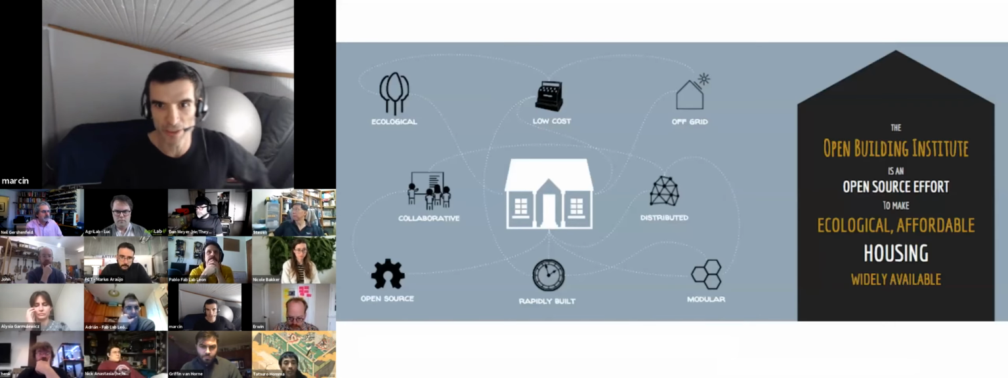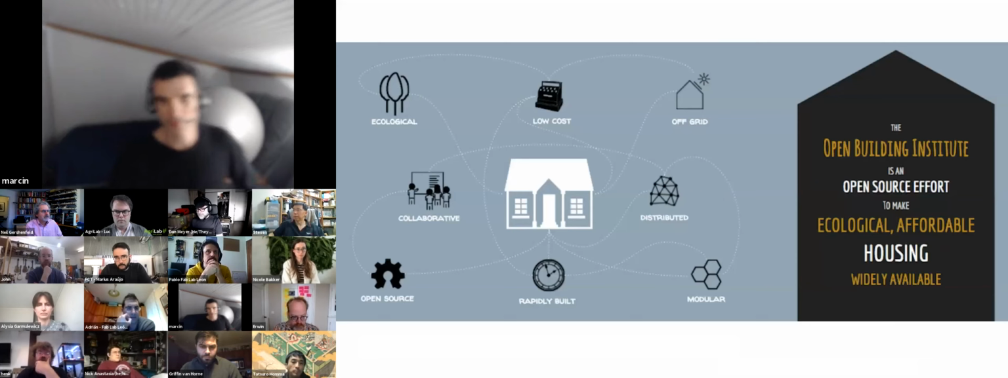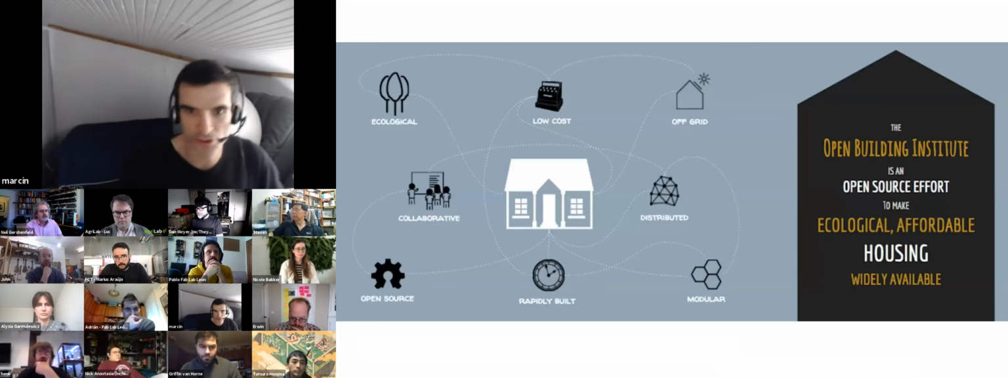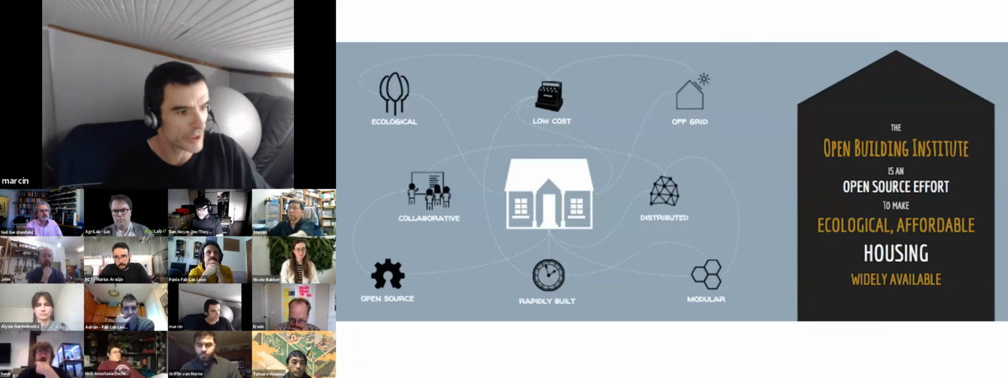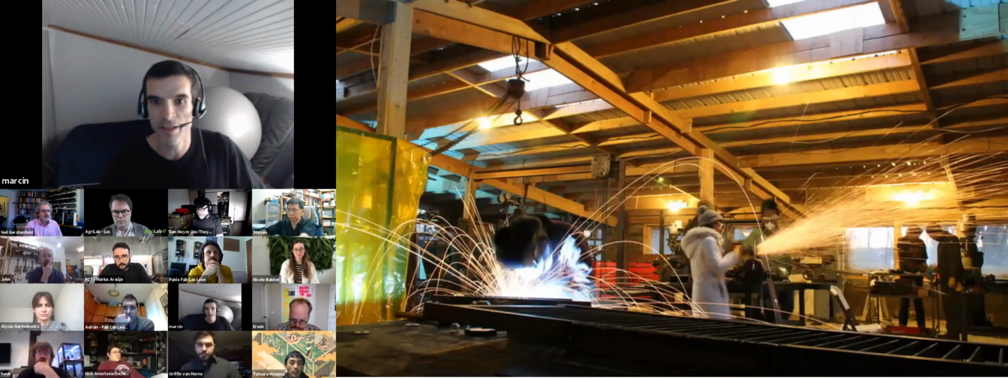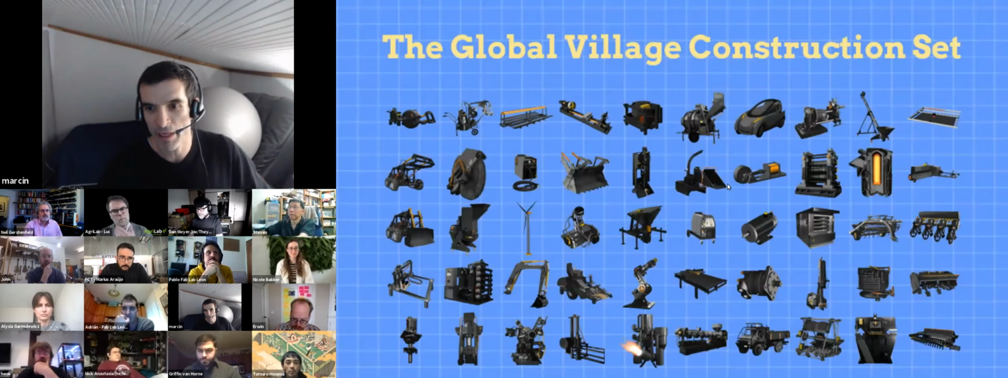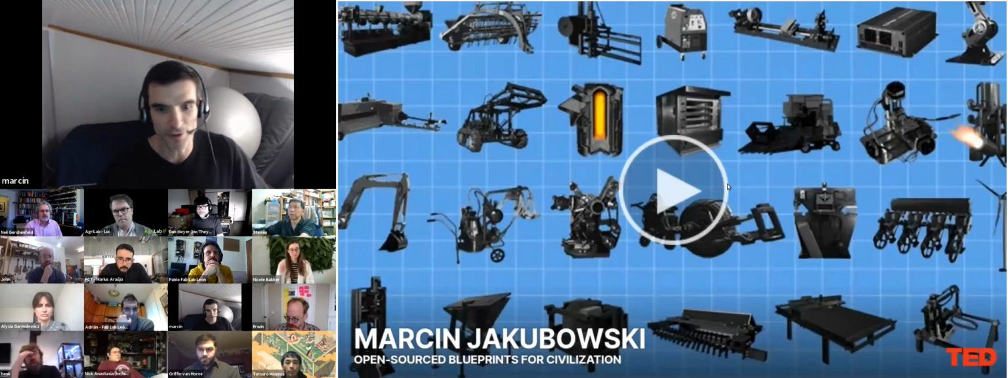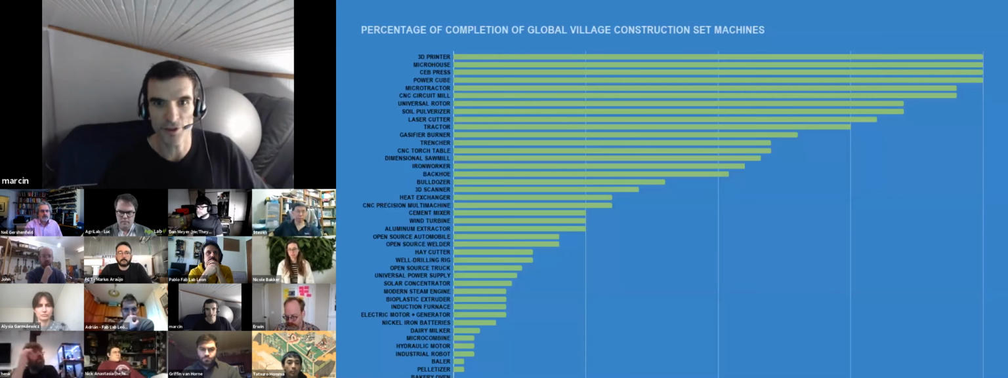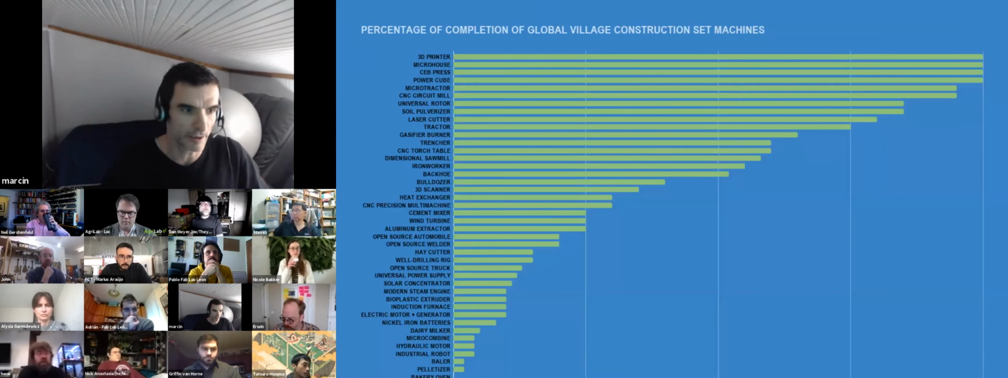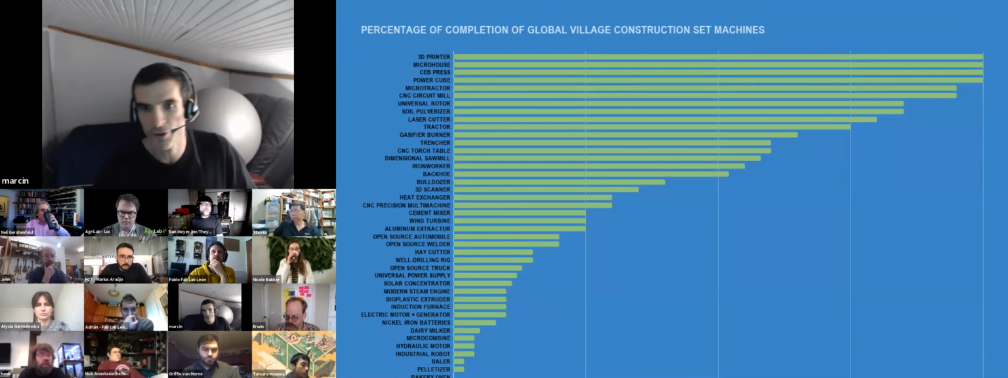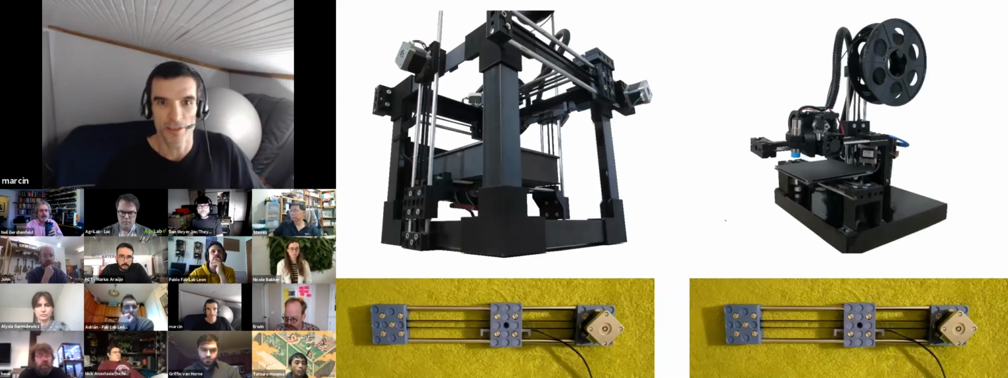And how does this relate to housing? Well, part of the structures that we build are aquaponic greenhouses. I'll talk about some of the automation and digital fabrication aspects of that. So I'll do a quick recap of what I talked about last year. You can also watch my TED Talk about the Global Village Construction Set, 50 different machines. We do have some product releases like the compressed earth block press, 3D printers, now the house.